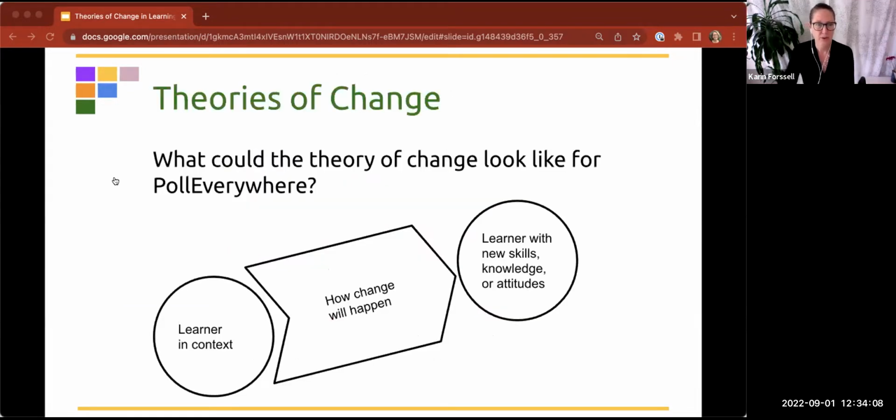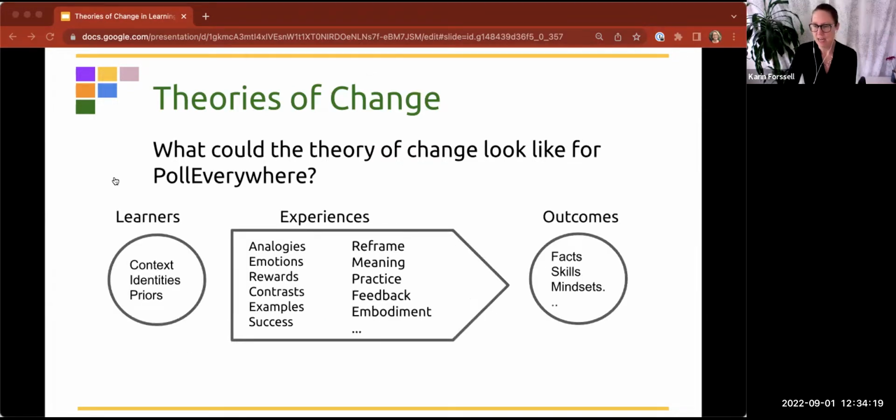So again, we have learners and context. In this case, it'll be you, right? And our outcomes, I think, will probably be a mindset towards checking your assumptions and articulating your theories, the skills to do so, and some facts about where to learn more about it. And so I'm going to ask you to help me fill in the middle. And so I'll just put a question here in the chat.